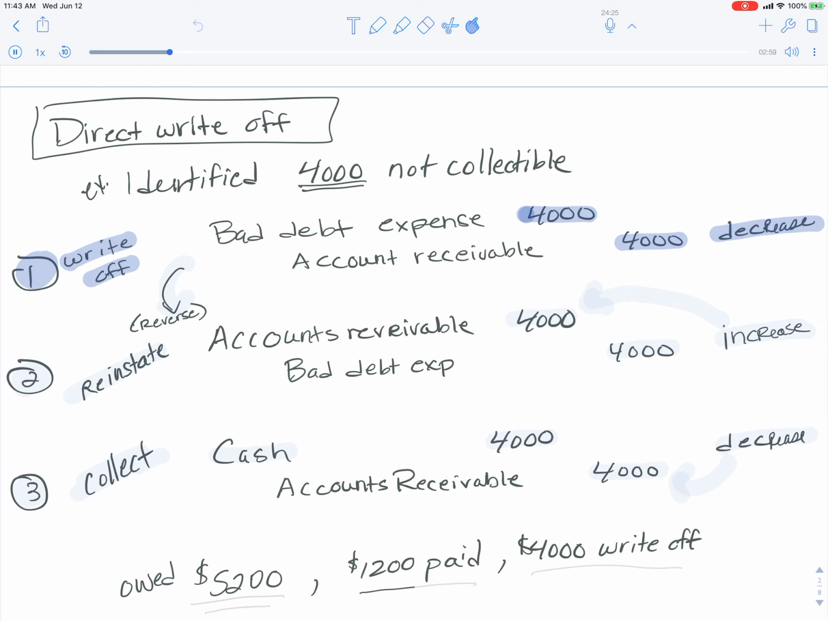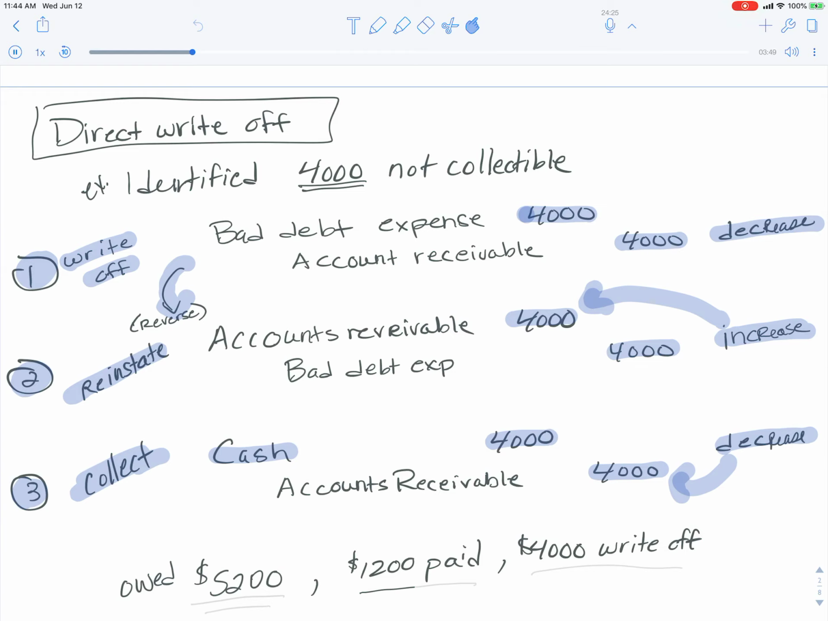Another thing that could happen is they could pay us. They could come back later and say, okay, now I have the money, but we already wrote it off. So if somebody comes back and pays us later after we've written off their account, then we have to reverse this first entry, and we're going to reinstate their accounts receivable. So we're going to just do the opposite of entry 1 and debit accounts receivable and credit the bad debt expense, where we're increasing our accounts receivable now. Once we've increased the accounts receivable, then we can collect the cash that they paid us and credit the accounts receivable, and now it's zero. So those are three direct write-off entries.